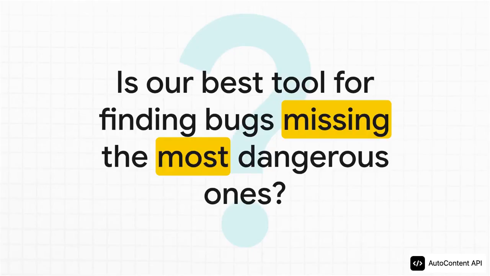You know, we have to start with a pretty provocative question, one that really challenges a core belief in how we secure software. For decades, we've put our trust in one main method for automated security checks. But what if that very method has a massive blind spot for the sneakiest, most dangerous flaws out there?